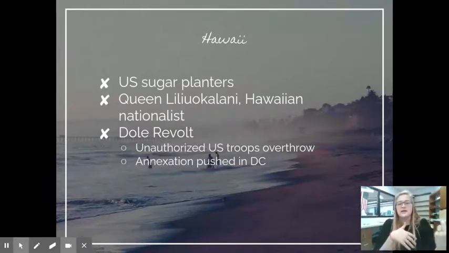All the other Pacific Islands are farther away. American sugar planters had already gone there and started planting sugar and pineapple, and shipping it to the United States. And they wanted annexation. Annexation means you add. They wanted to be added to the United States. Territory, state, doesn't matter. Why would they want to be added to the United States?